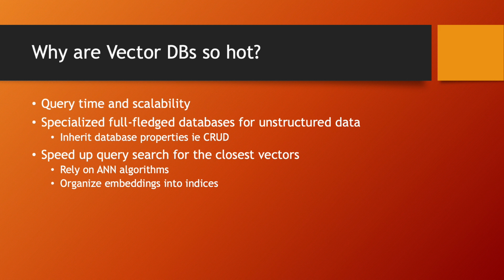So why are vector databases so hot nowadays? There are quite a few reasons. The primary ones are query time and scalability. They are specialized, full-fledged databases for unstructured data. They inherit database properties, that is create, read, update, delete. They speed up query search for the closest vectors. They rely on ANN algorithms and organize embeddings into indices.